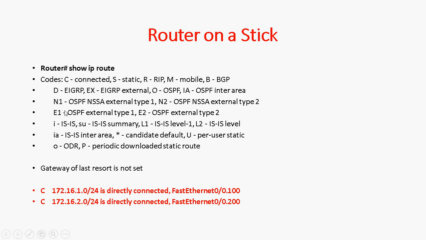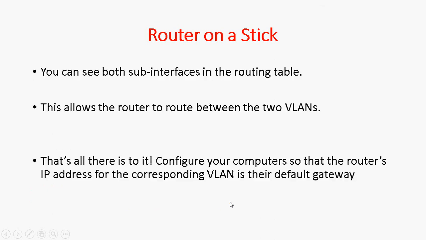So here we can see two networks, 172.16.1.0/24 and 172.16.2.0/24. These are the sub interfaces FA0/0.100 and FA0/0.200. You can see both sub interfaces in the routing table, and this allows the router to route between the two VLANs. Then afterwards you have to configure the computers so that the router's IP address for the corresponding VLAN is the default gateway.